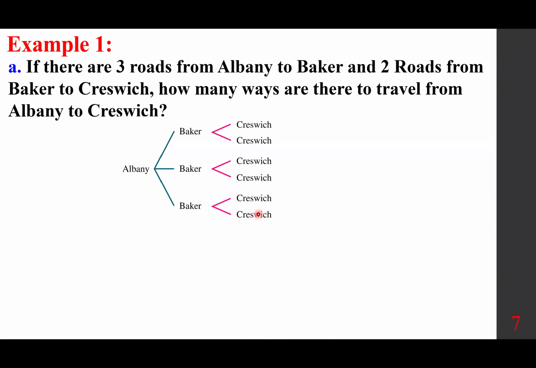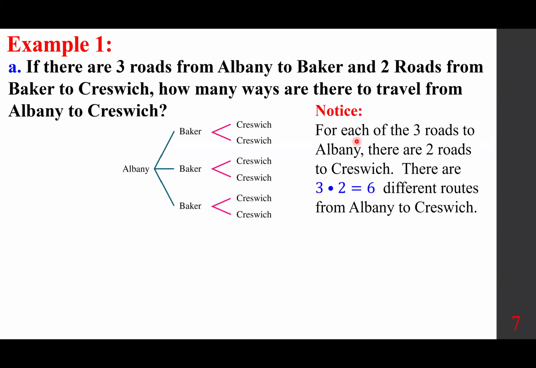Therefore, it's their product. Notice for each of the 3 roads to Baker, there are 2 roads to Prestwich. There are 3 times 2, 6 different routes from Albany to Prestwich. So this is one way. This is the second way. Third, fourth, fifth, sixth. That's the concept.